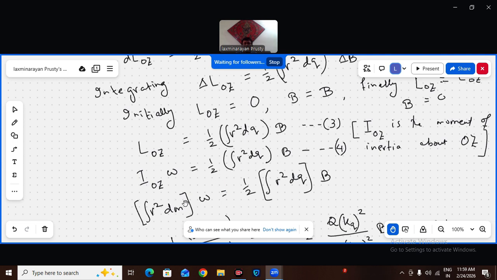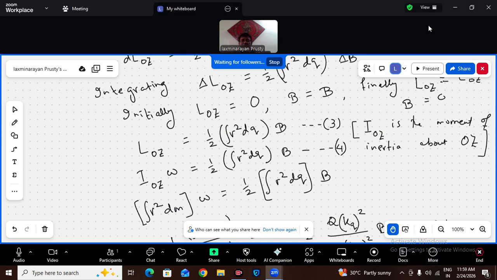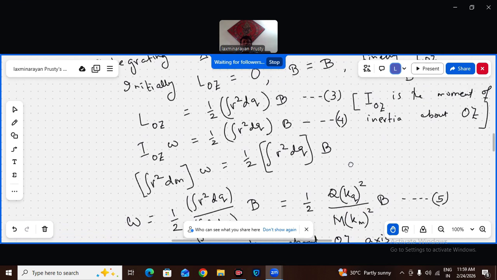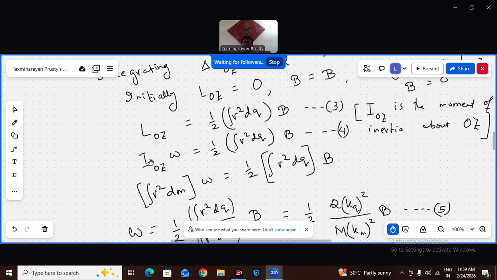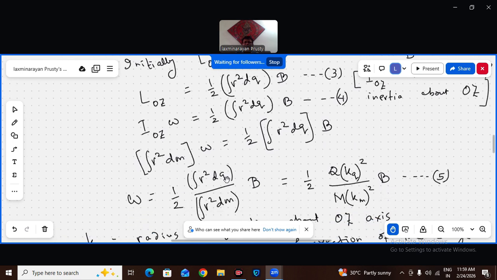So r square dm integration omega. What is IOZ? Nothing but r square into dm integration. You must be knowing this from the basics of rotation. Yes or no? What is I? Moment of inertia about OZ, that is perpendicular distance square into dm integration. r square dm integration into omega is half r square dq integration into B. So what is omega then? Half r square dq integration divided by r square dm integration into B. Yes or no?